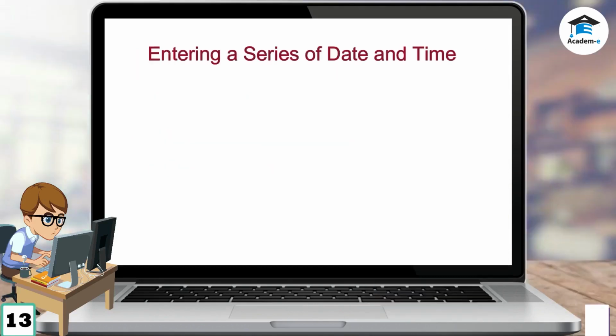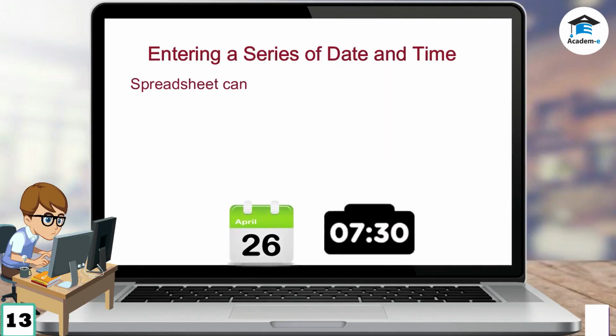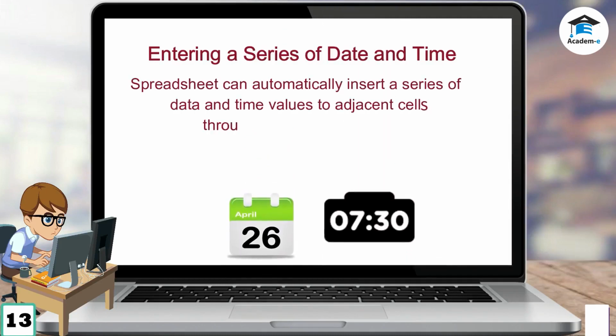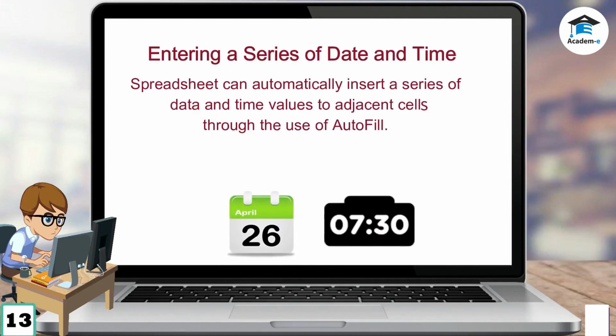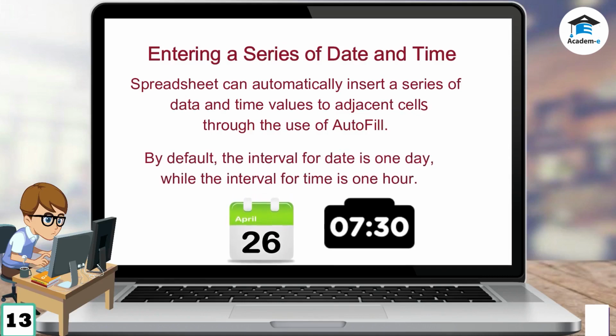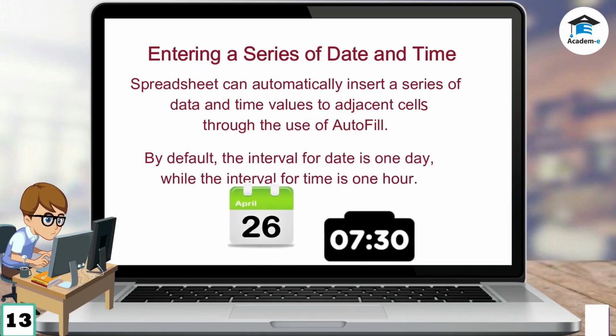Entering a series of date and time. Spreadsheet can automatically insert a series of date and time values to adjacent cells through the use of AutoFill. By default, the interval for date is 1 day, while the interval for time is 1 hour.